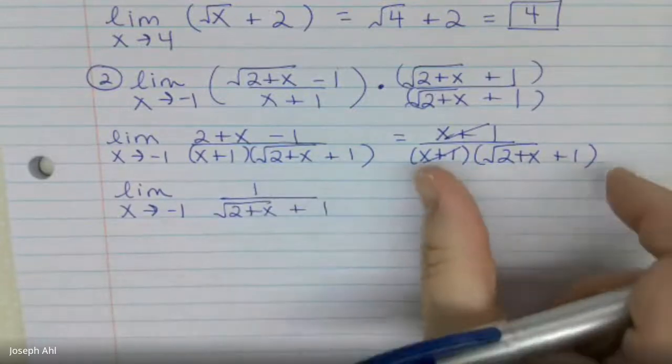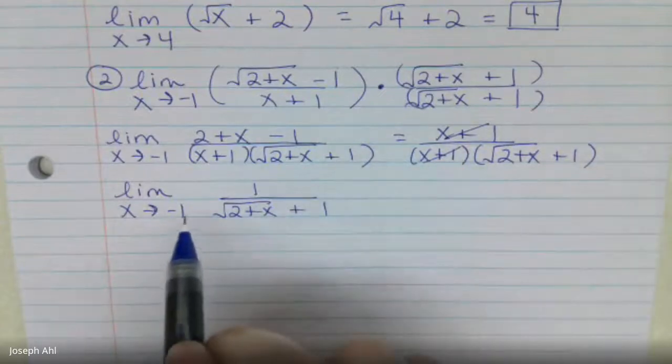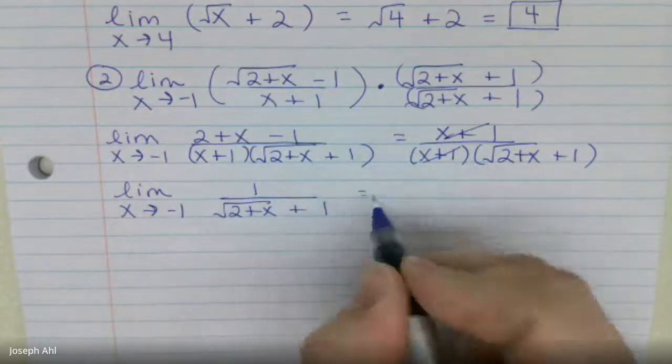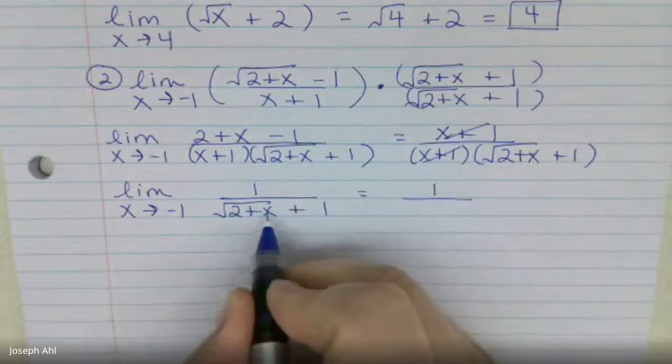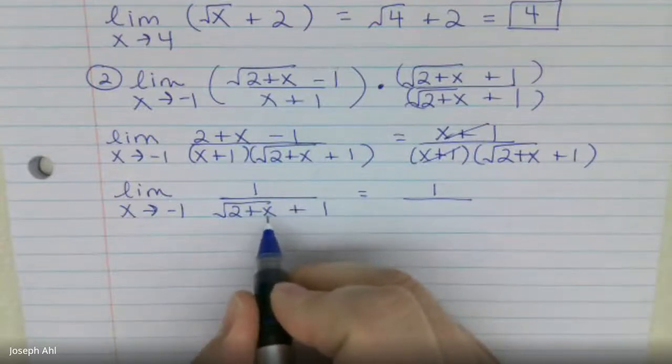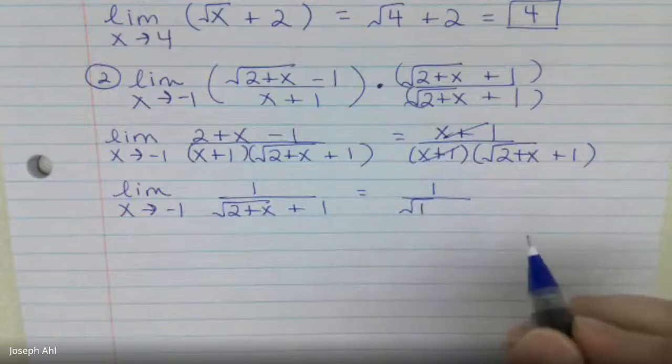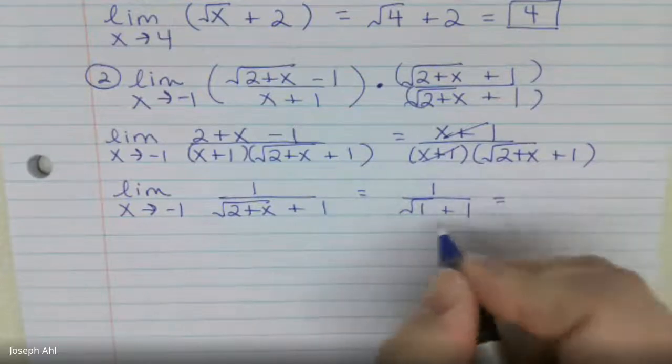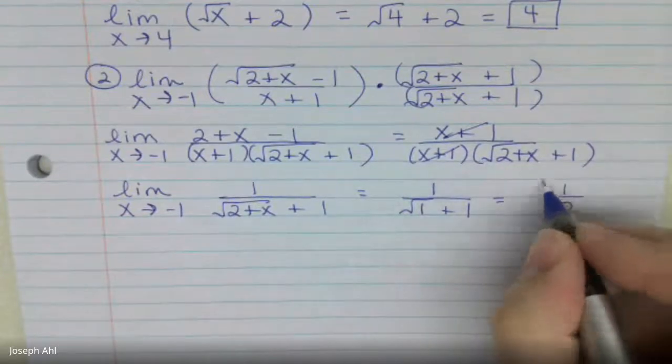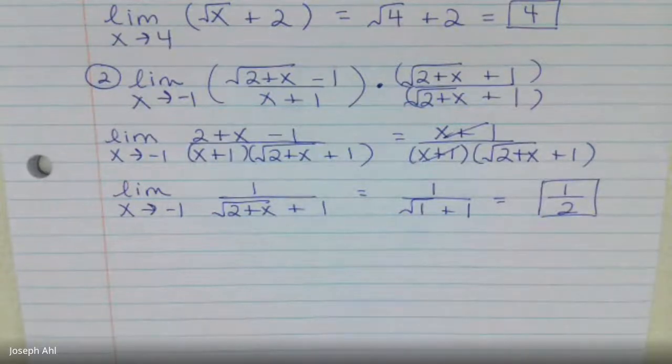Now that I've done some algebraic simplifying, we should be able to take the limit as x approaches -1. So if I plug in a -1 right down here, we get 2 minus 1, which is 1. So radical 1 plus 1 is the denominator, and the square root of 1 is 1. So that, in the end, turns out to be 1/2.